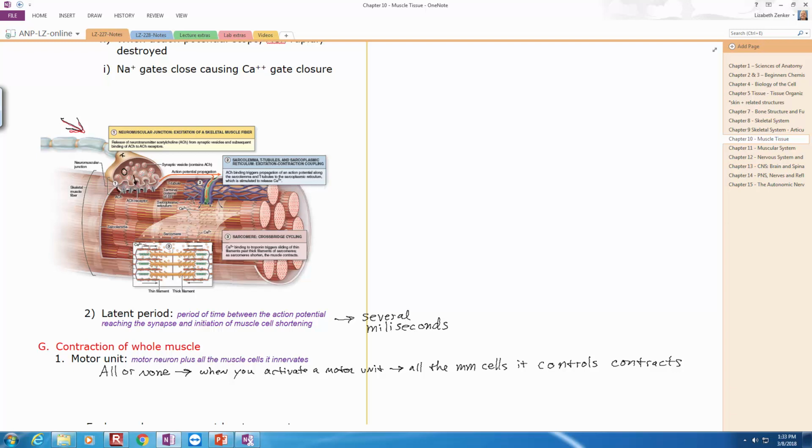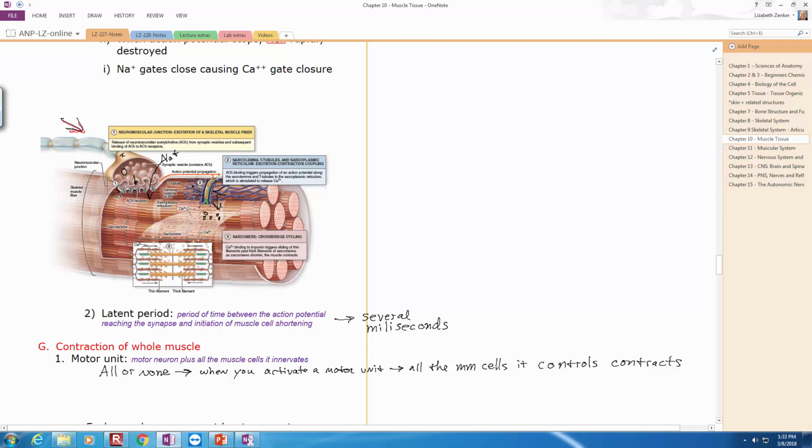Sodium gate. Sodium then floods into your cell. So let's write sodium here. It then can flood into your cell. It causes then a voltage change. That then tells your sarcoplasmic reticulum, which is the blue network stuff here, to release calcium. So that's showing you all the little calcium balls here. And then what's calcium going to do?